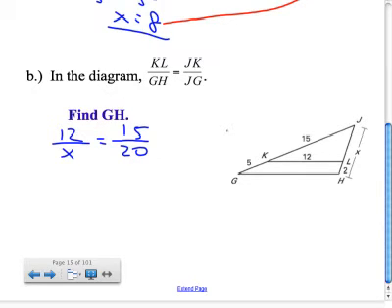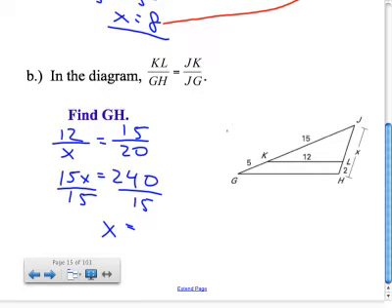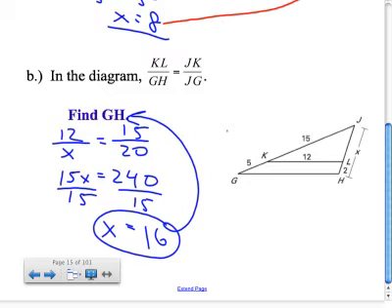Cross multiply and solve. You get 15x equals 240. Divide both sides by 15. So x equals 16. Let's see here, 150, 210, 240. Yep. So x equals 16. So GH is just 16. That's what x represented. So GH is 16. Done.